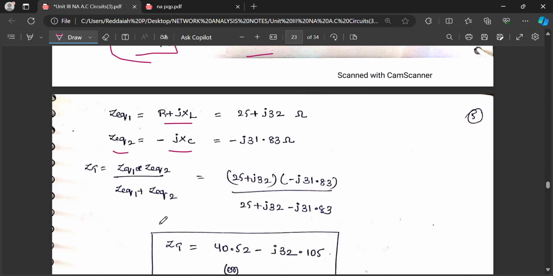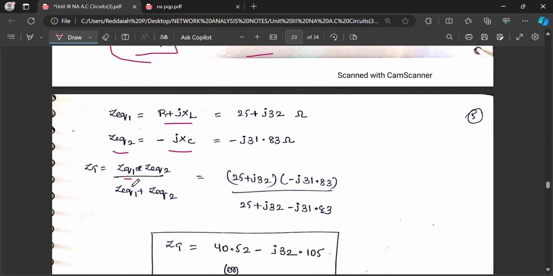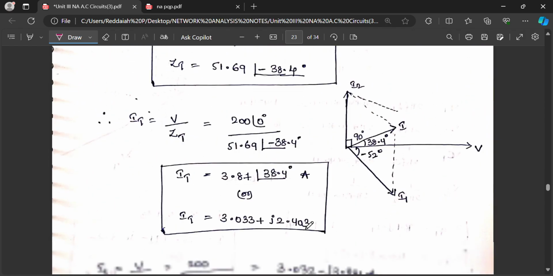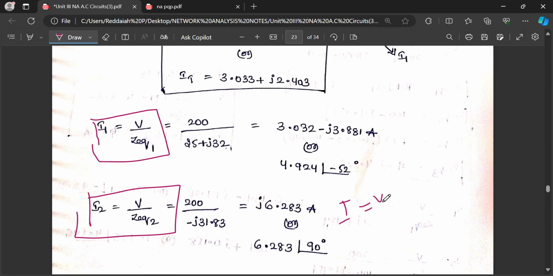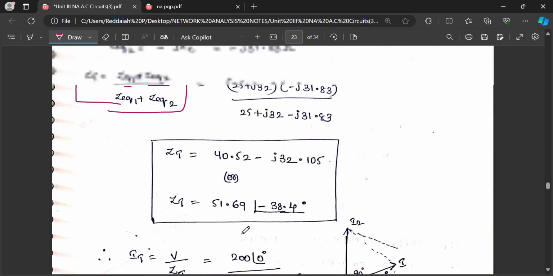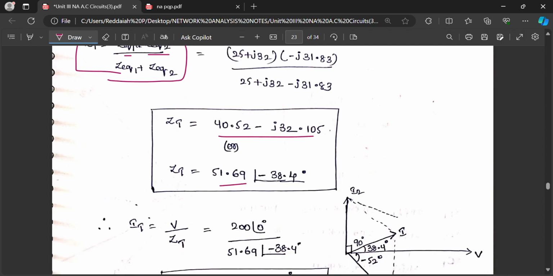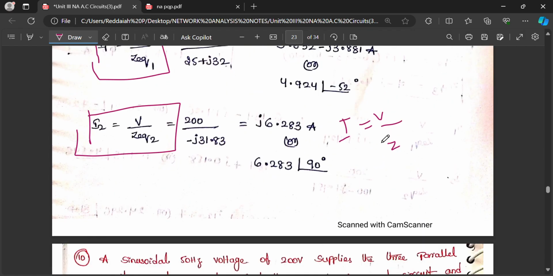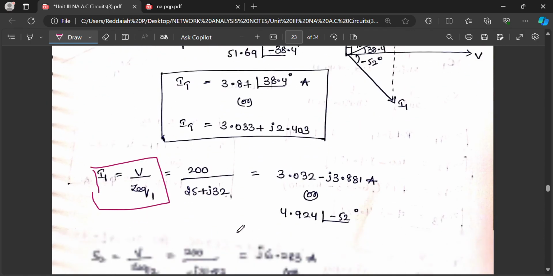Therefore, both are in parallel. Total impedance: when resistors are connected in parallel, similar formula, but Z will come. Z equivalent 1 into Z equivalent 2 by Z equivalent 1 plus Z equivalent 2. That formula you can use. The same phasor diagram we can represent. I1 equal to V by Z equivalent 1. I2 equal to V by Z equivalent 2. If you want total I, it is equal to V by Z equivalent. Z total is this one. If you want total current I, you can use this. But what is the current flowing in this and this? You can use this formula.